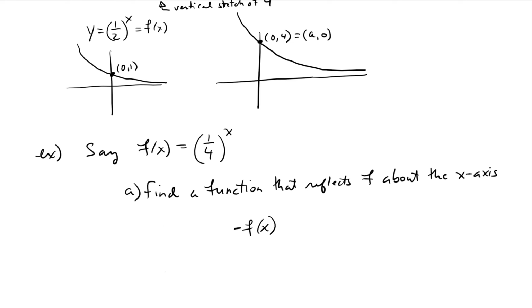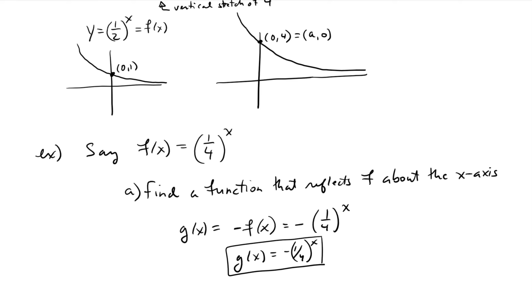So let's say my new function, I'm gonna call it g of x, is going to be minus f of x. So it's going to be minus 1/4 to the power x. Okay, simple as that. So maybe let's frame that. g of x is minus... Careful, the minus goes in front of the bracket. And remember that exponents have priority over negative multiplication. So when you evaluate this, you need to evaluate this first, and then you multiply by a negative.